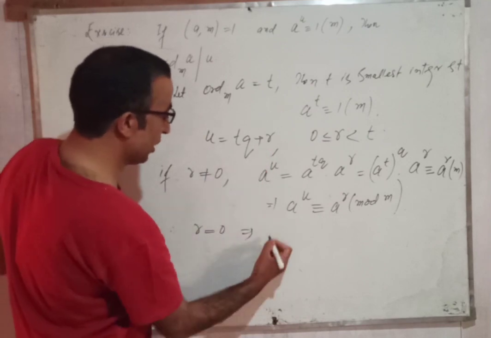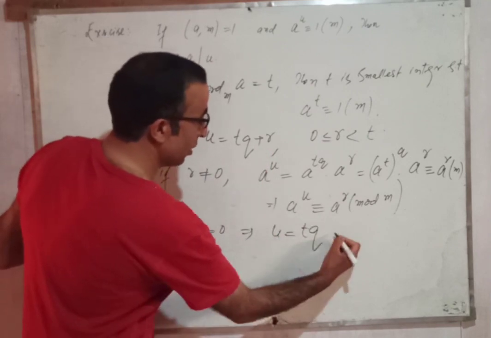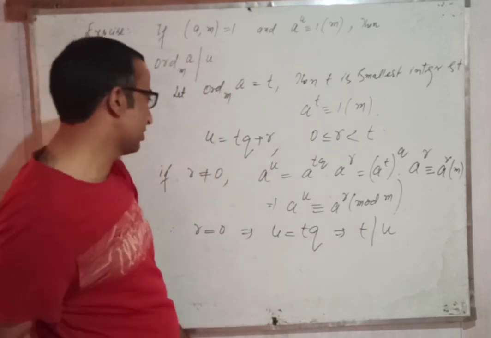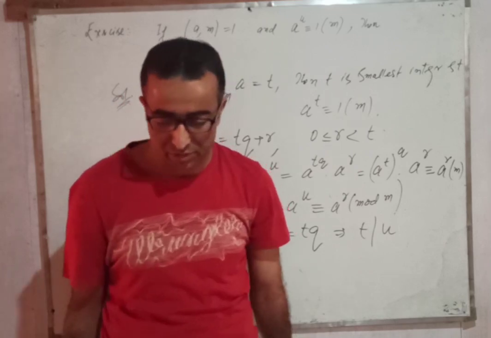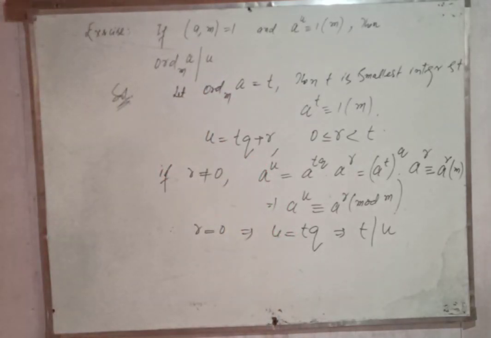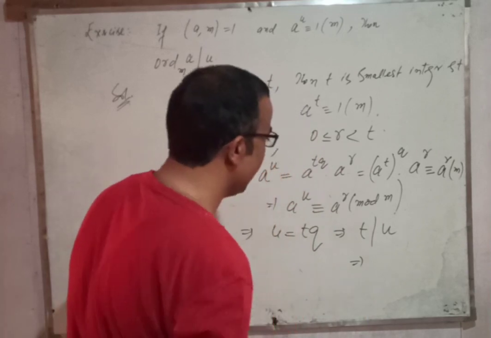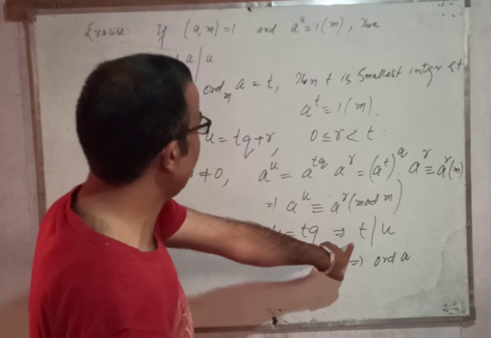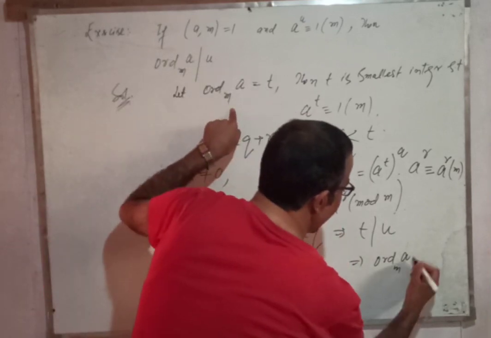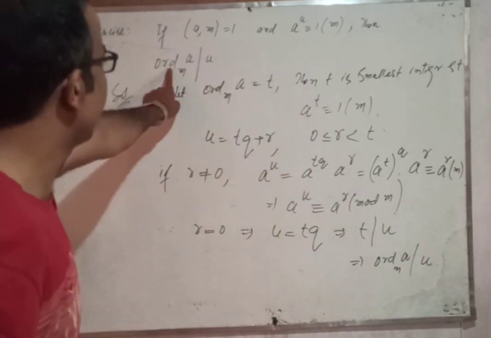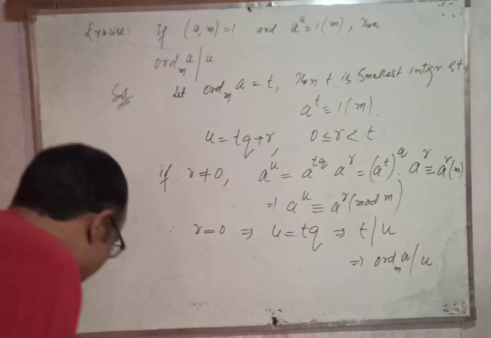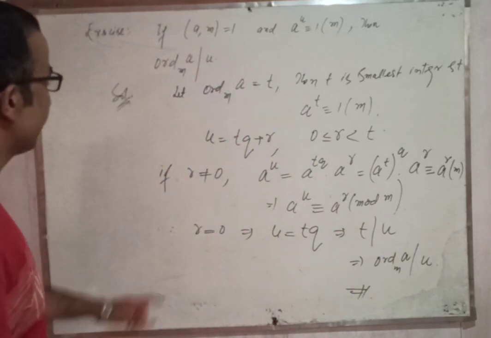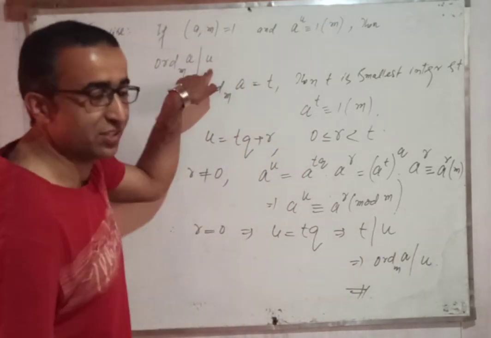When r is 0, that implies from this relation u equals t times q, which implies t divides u. In the division algorithm, q and r are integers. So t is dividing u. That means the order of a modulo m, which is t, divides u. That's what you have to prove. So this is the solution of the problem. The order of a modulo m is among the divisors.